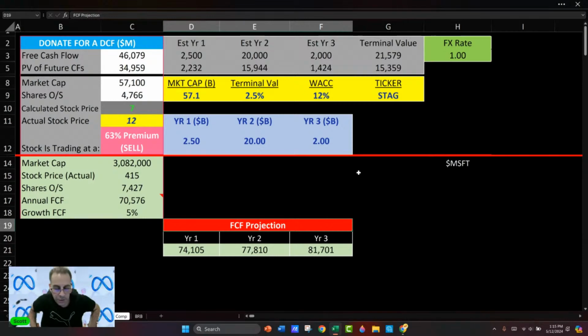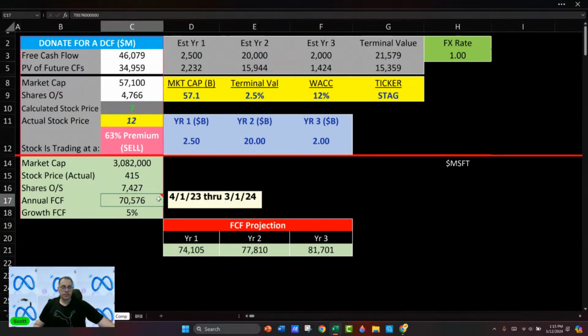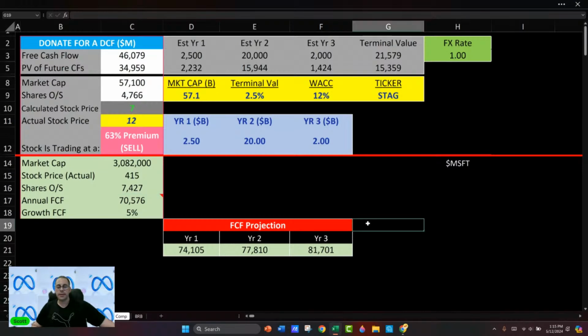Okay, so the free cash flow projection, you can go out, like, you can just project 1 year into the future. You can project 10 years into the future. Most people do 3 to 5 years. But if you want to go further out, you can.